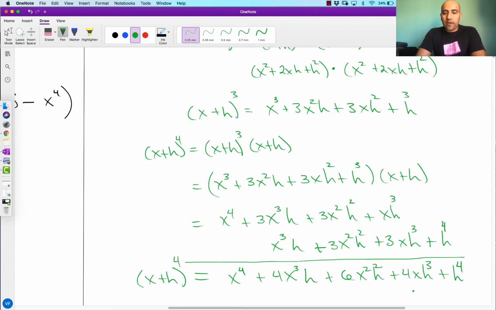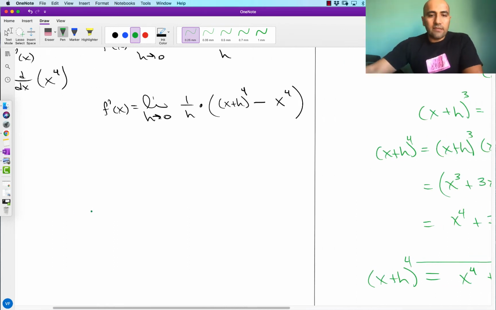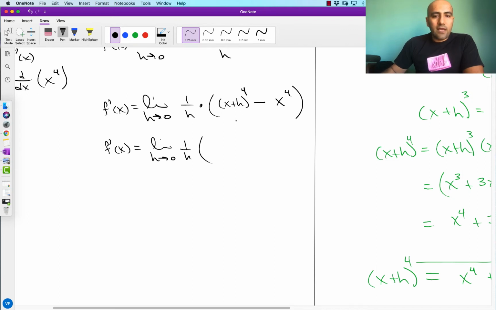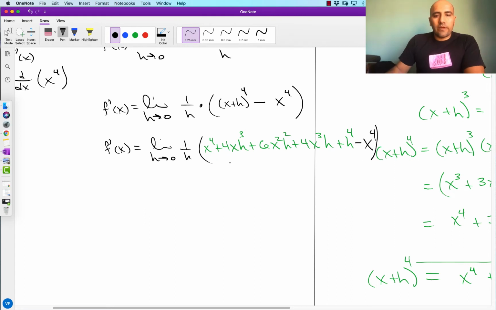So let's come back over here and rewrite what this is back in our equation. So back to this guy. I want to find the derivative. So the derivative with respect to x is going to be the limit as h approaches 0 of 1 over h times, now that first one, let's put it in green so it's clear. It's x to the fourth plus 4xh to the third plus 6x squared h squared plus 4x to the third h to the first plus h to the fourth. All of that minus x to the fourth. Okay, so that's what that is.